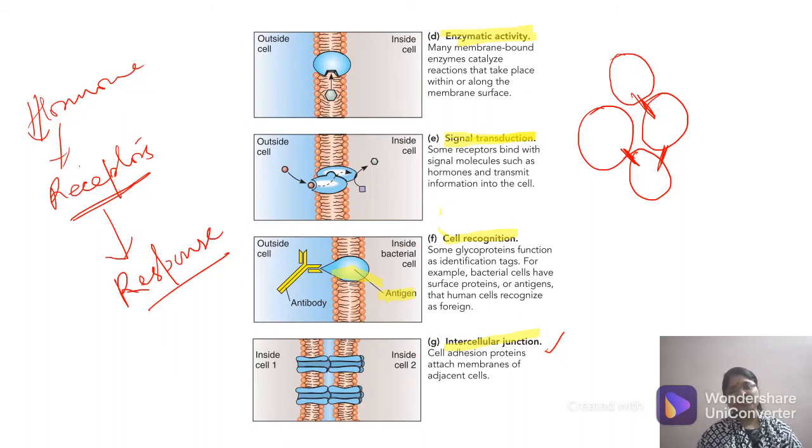So these junctions are basically acting as a way of communicating. One cell communicates with another cell, like you communicate with your neighbor. Similarly here also, one cell is communicating with another cell with the help of these junctions. I'm just telling you what role the proteins are playing.